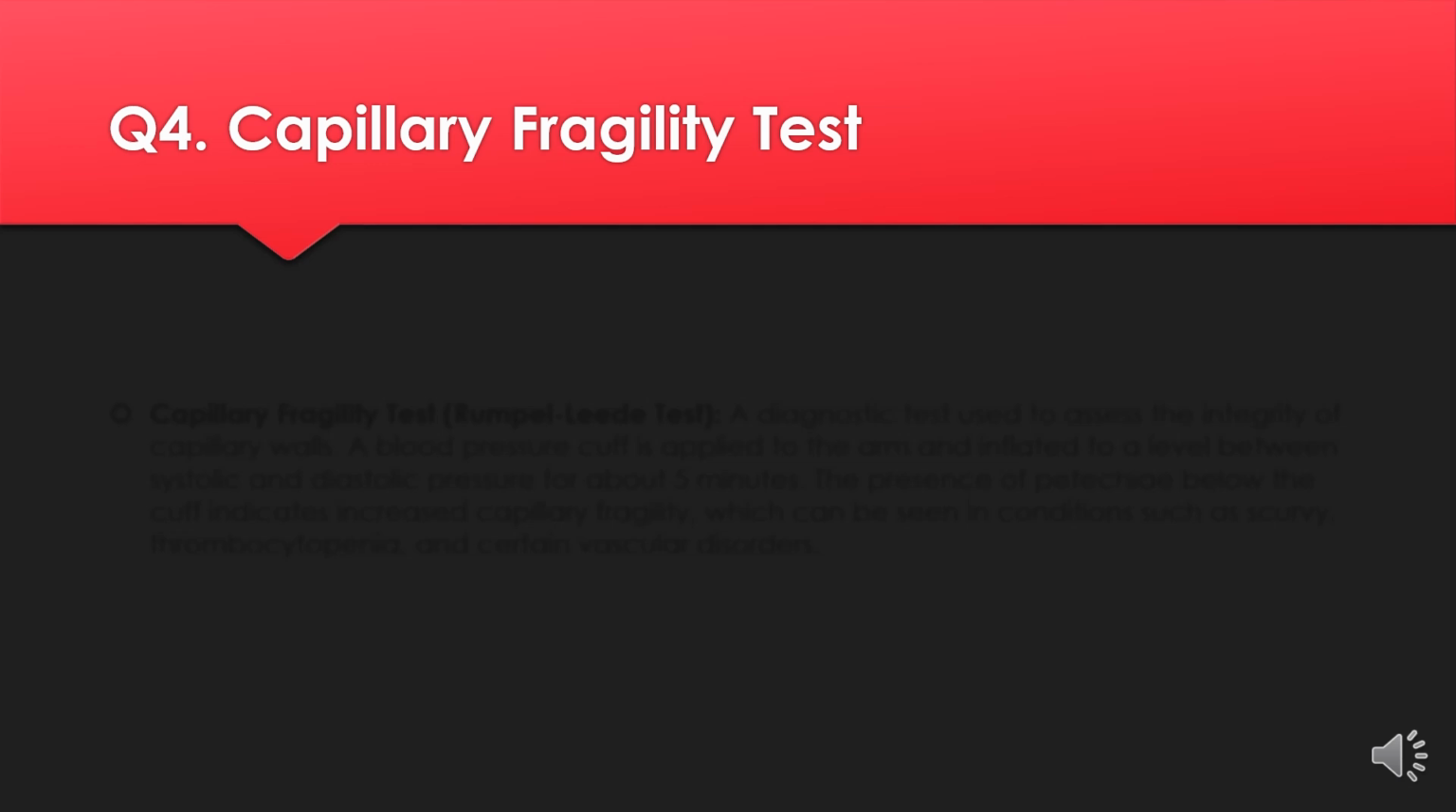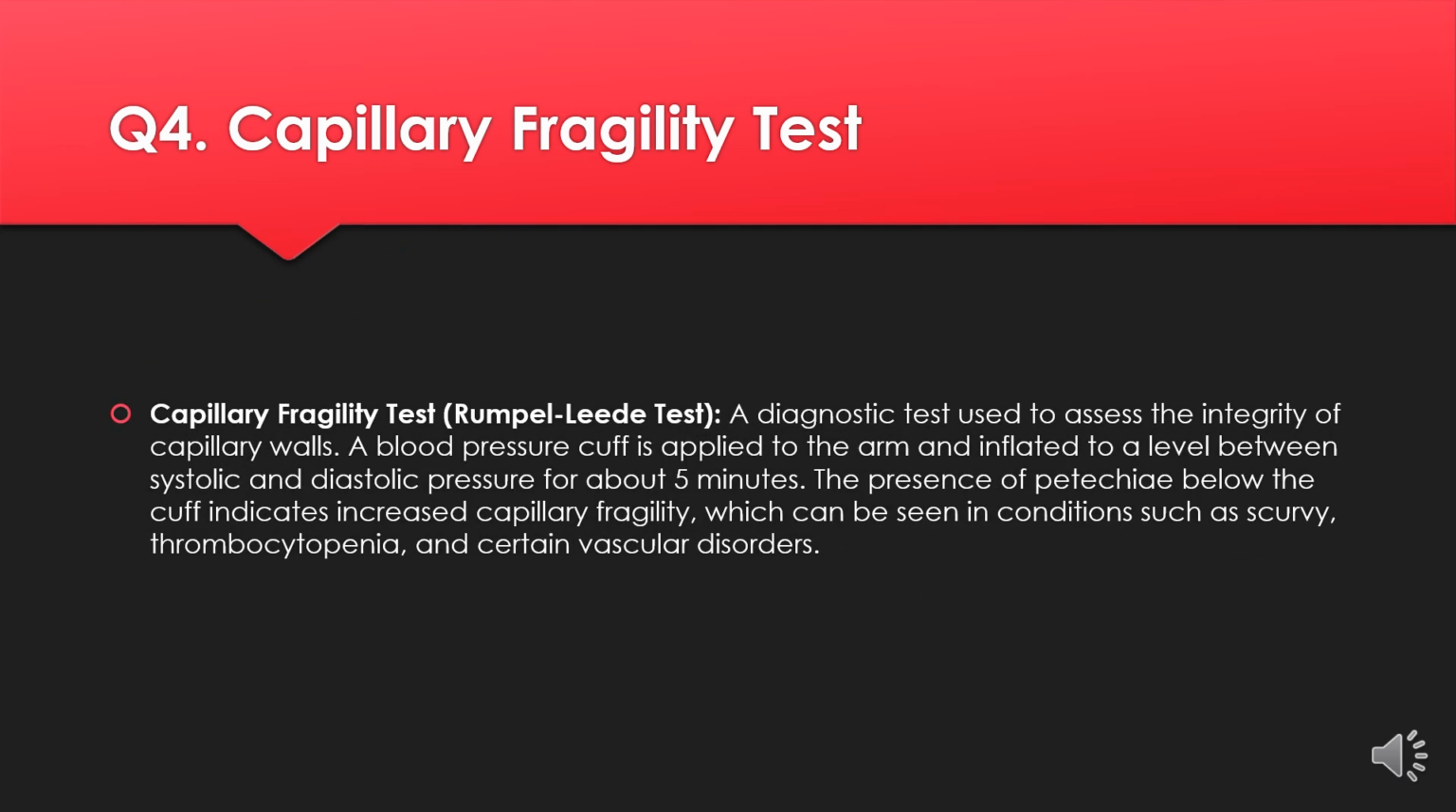Question is capillary fragility test. It is a diagnostic test used to assess the integrity of capillary walls. A blood pressure cuff is applied to the arm and inflated to a level between the systolic and diastolic pressure for about 5 minutes. The presence of petechiae below the cuff indicates increased capillary fragility, which can be seen in conditions such as scurvy, thrombocytopenia, and certain vascular disorders.